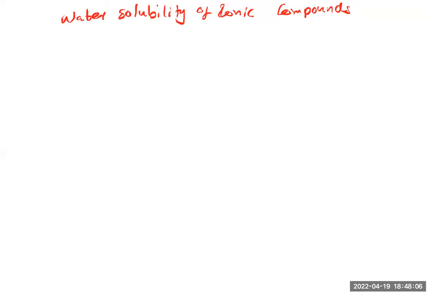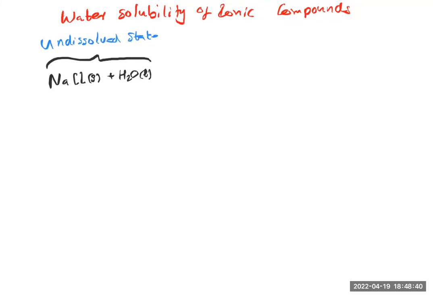To explain this, we'll use an example. We'll use sodium chloride because that's the most common ionic compound we come across in our day-to-day lives. So if you have sodium chloride, solid, and then some water in the liquid phase, this is our undissolved state. And then if you put these things together, you're going to get the dissolved state.